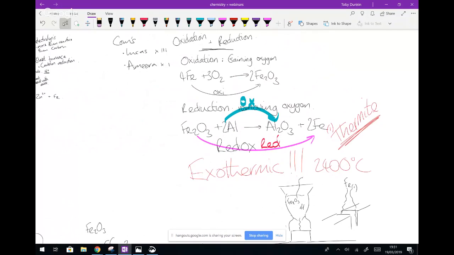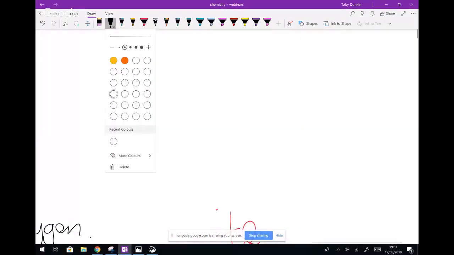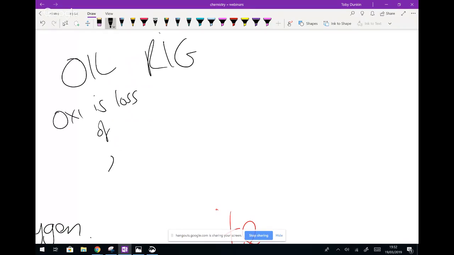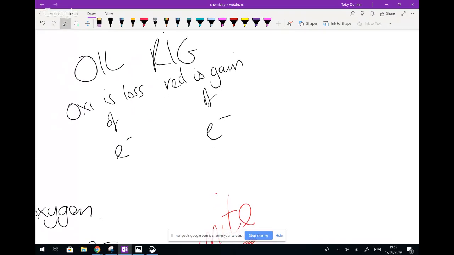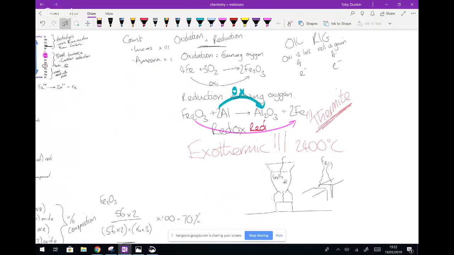Okay, so it's nice to talk about oxidation and reduction in terms of oxygen. Then we do get to come across it in terms of electrons. I am just going to quickly throw in OIL RIG. Oil rig: oxidation is the loss of electrons. That's important. And reduction is gain. So it's nice to talk about it in terms of electrons and in terms of oxygen. You should know both. It's really, really useful. You come across it an awful lot.